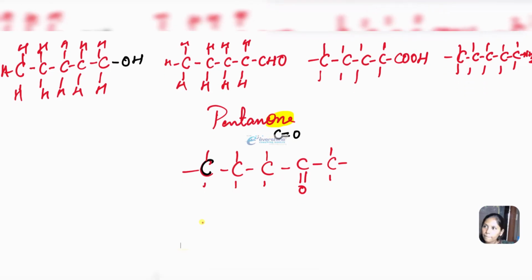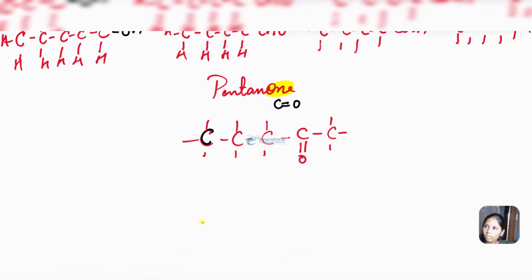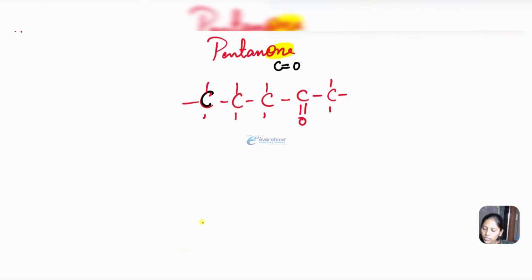In pentanone also there is 1 carbon in C double bond O, that should also be included while writing the carbon chain. This is how you need to write the structure including the functional group. So the next topic is homologous series.